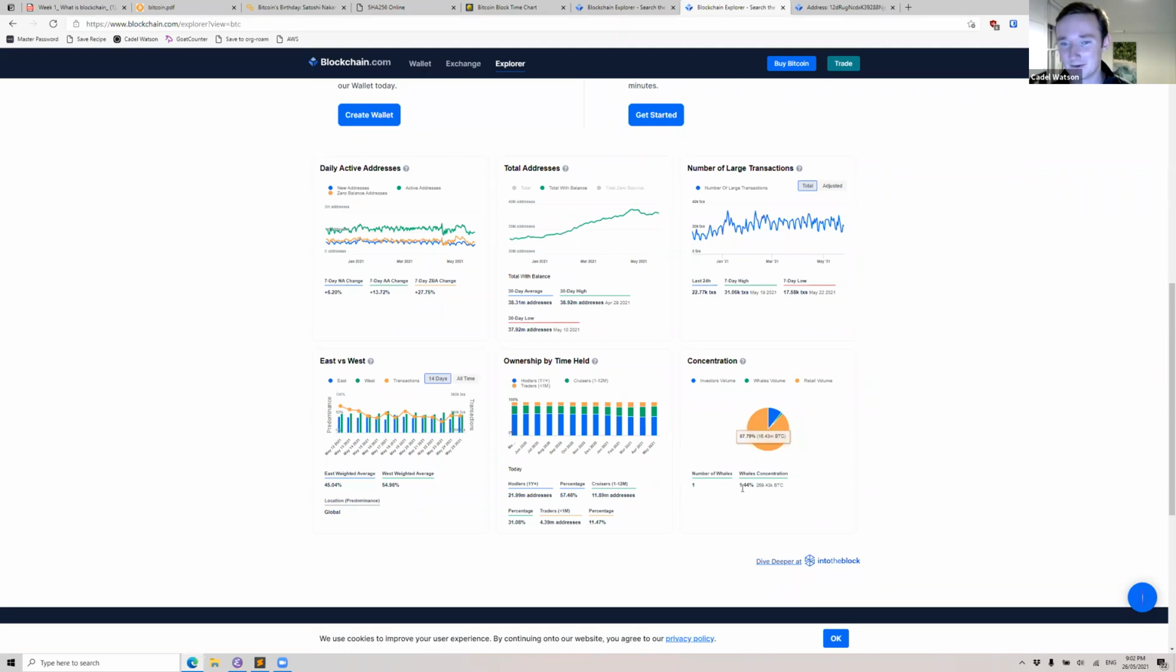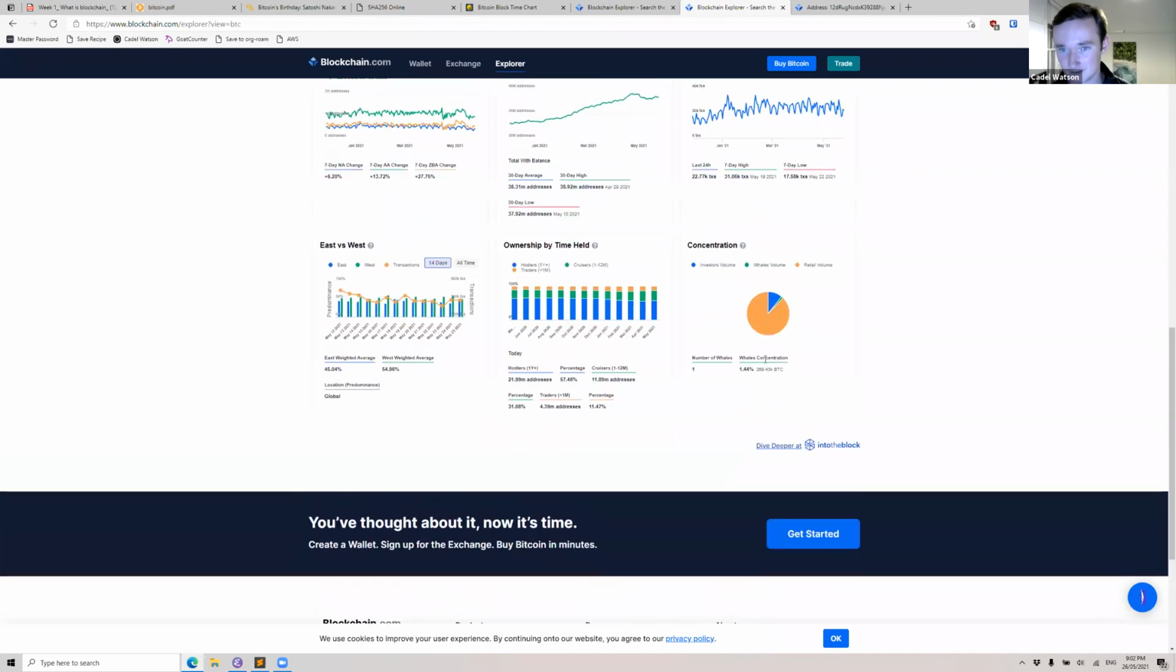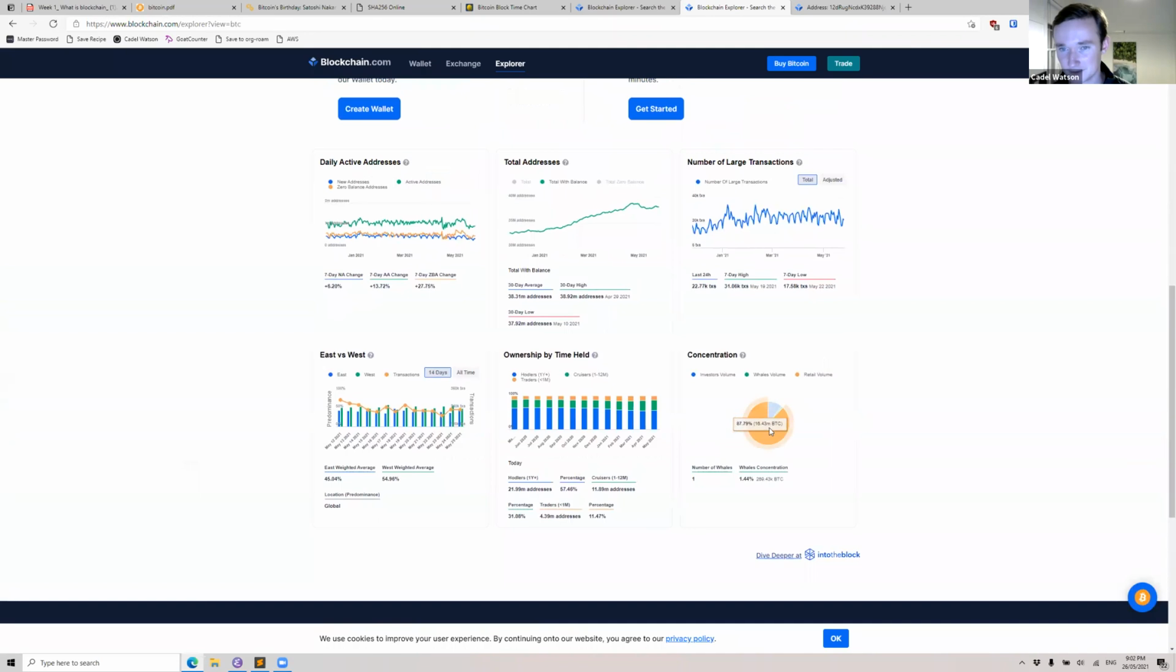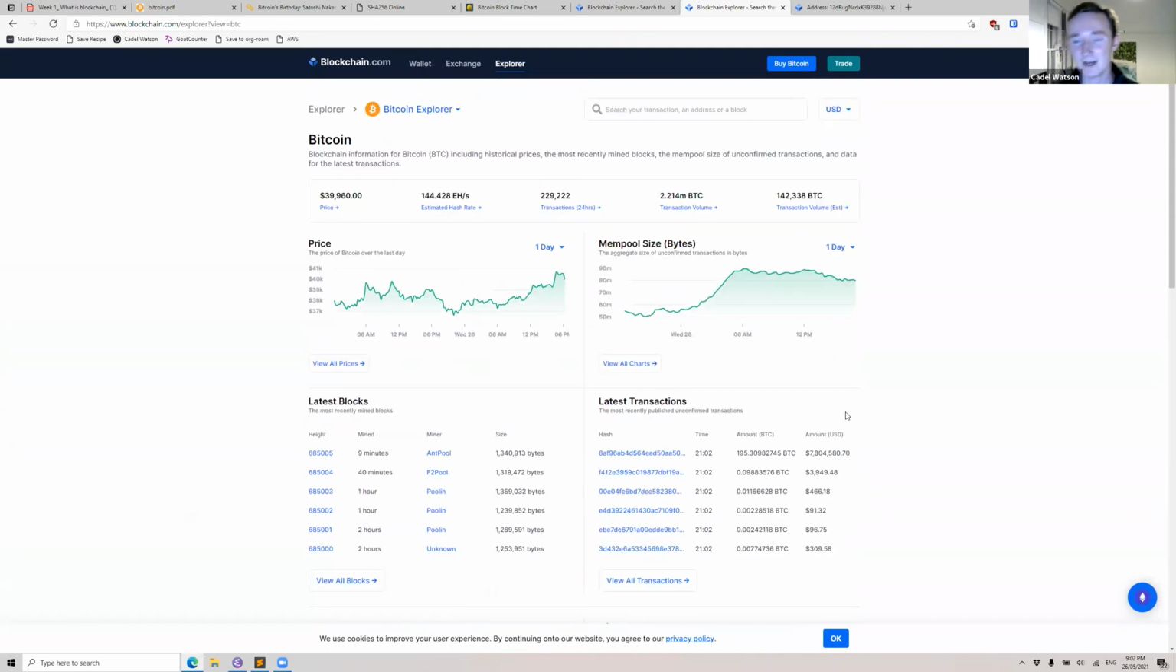So imagine how much that's worth, 269,000 Bitcoin times 40,000. Yeah, that's pretty cool. Only one more thing to look at, and that is what's called the Mempool.